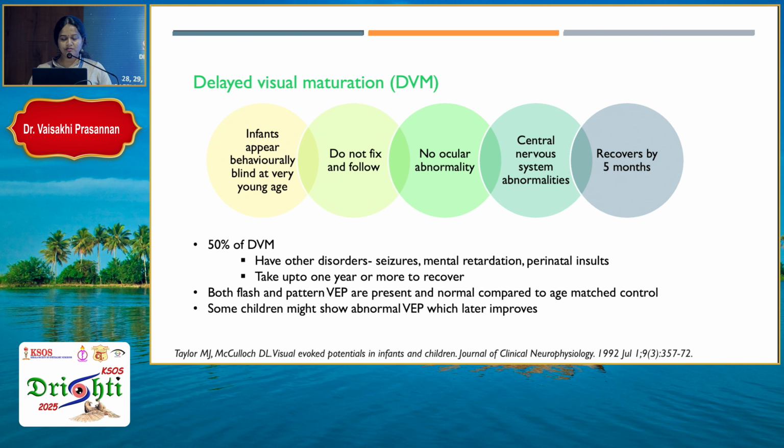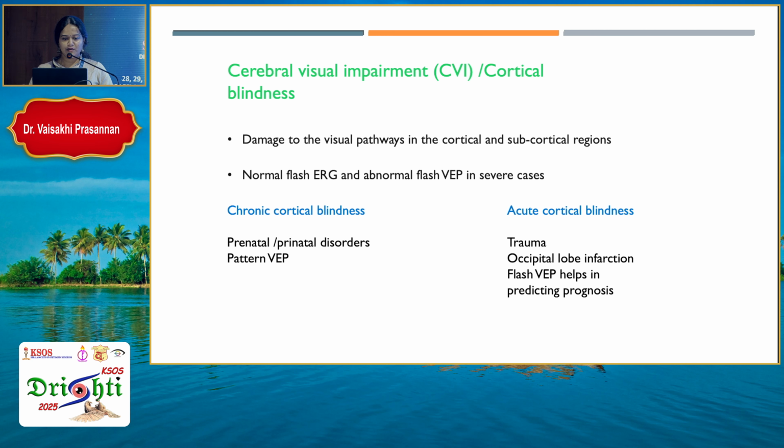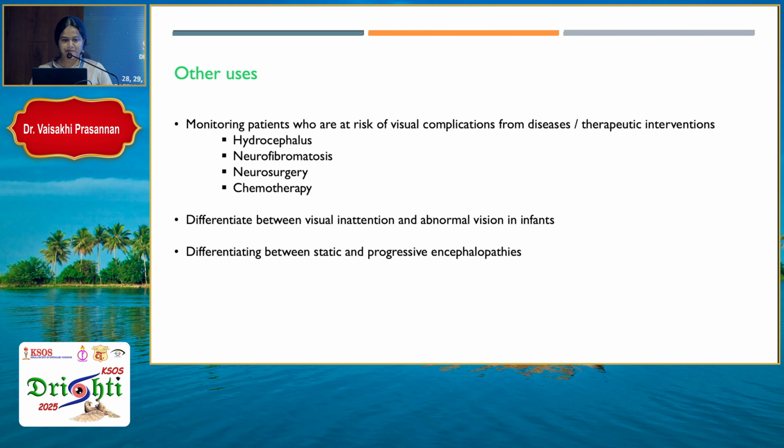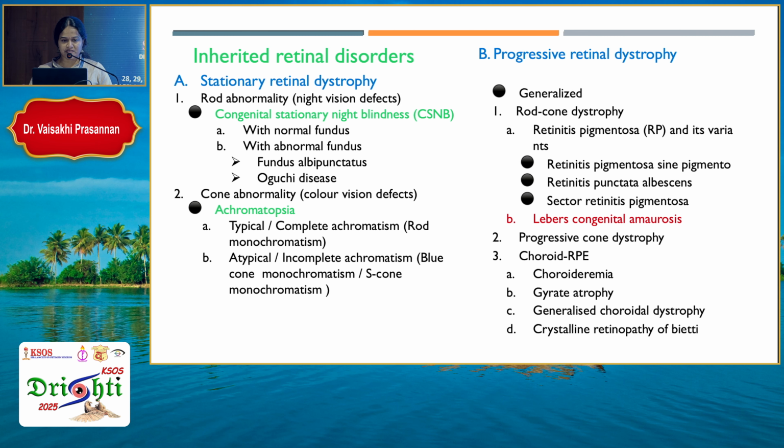In such cases, both flash and pattern VEP are present and normal when compared to age-matched controls, though some children might show abnormal VEP, but it gradually improves. In case of CVI, a normal flash ERG is seen with abnormal flash VEP. In case of acute cortical blindness, a flash VEP should be done, which helps in predicting the prognosis of the disease. It also helps in monitoring patients who are at risk of visual complications from disease or therapeutic intervention, differentiating between visual inattention in a child and abnormal vision, and differentiating between static and progressive encephalopathies.